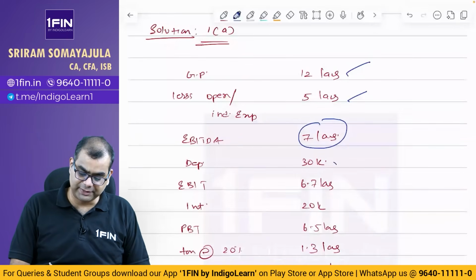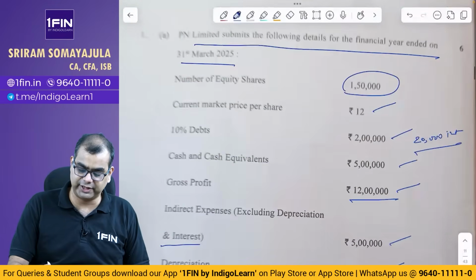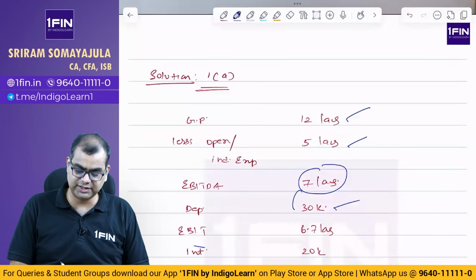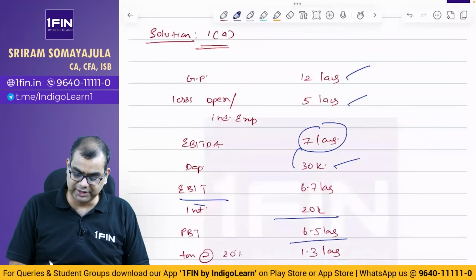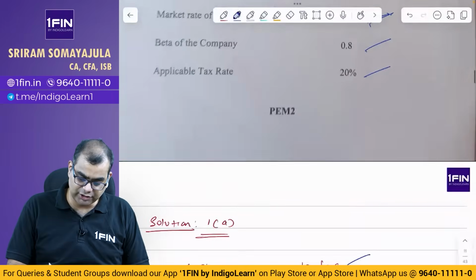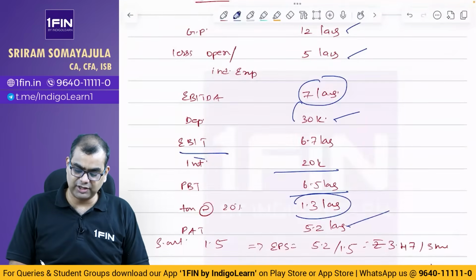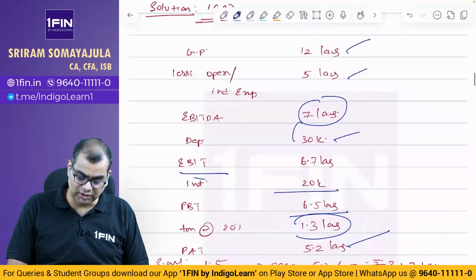From EBITDA, you subtract depreciation of 30K, which they have already given here. And then you subtract interest, which you already found out at 20K. So from 7 lakhs, you subtract 30K, 6.7 is going to be EBIT. From 6.7, you subtract interest 20K, you're going to get PBT of 6.5. And tax rate is what? 20%. So from that, you subtract tax of 20% on 6.5, 1.3 lakhs. So you'll get PAT of 5.2 lakhs. With this PAT of 5.2, we have to find out EPS. What is the share count?